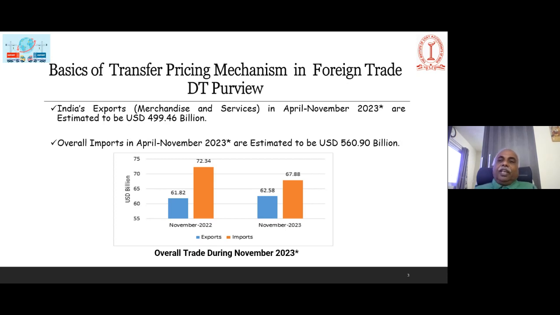So the world is a single market. That's why, to develop the country, exports are very important. At the same time, to manufacture the export products, imports are also very much required.